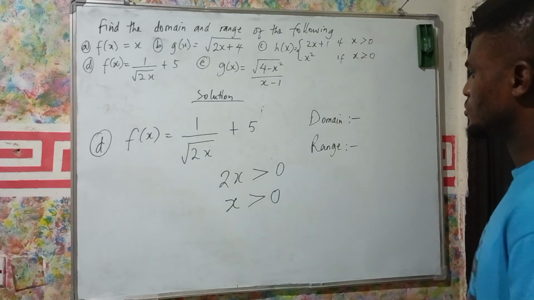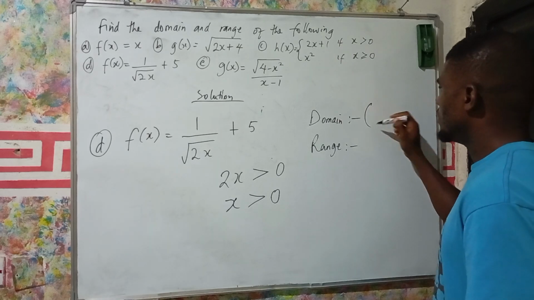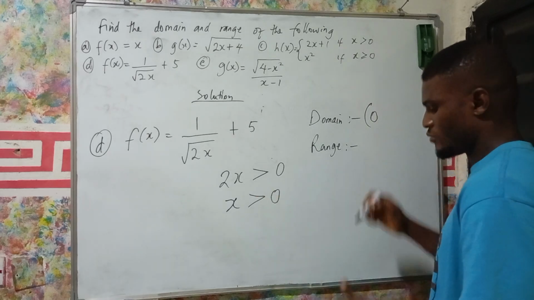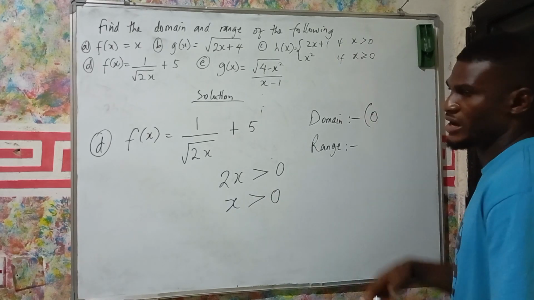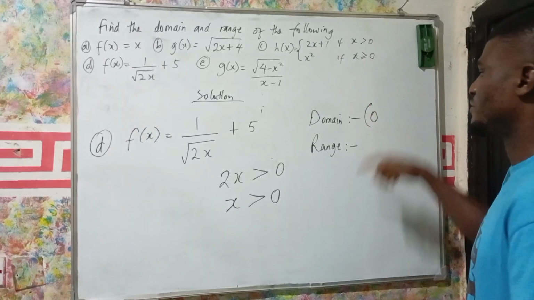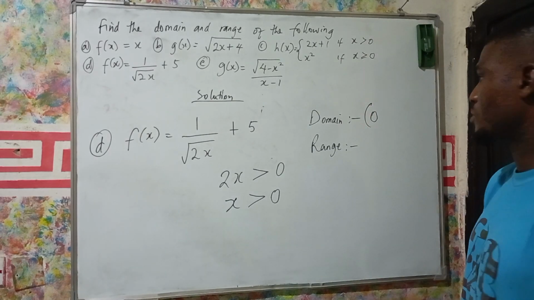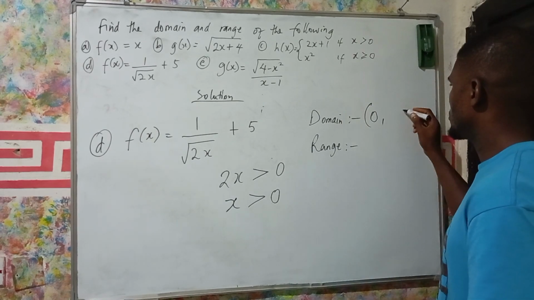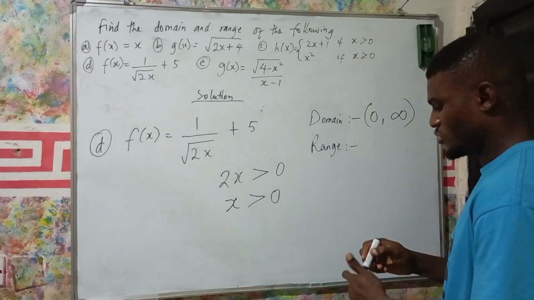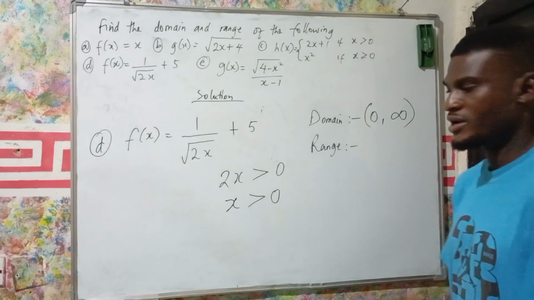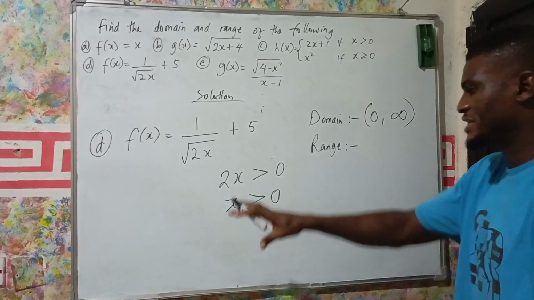Let's check it out now. So the domain will now be all numbers from 0, where 0 is not inclusive. So I'm using a round bracket. If 0 was inclusive, I would have added a square bracket, from 0 to positive infinity, because it's moving towards the positive, greater.